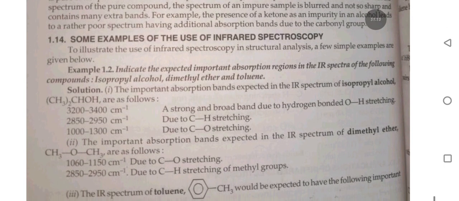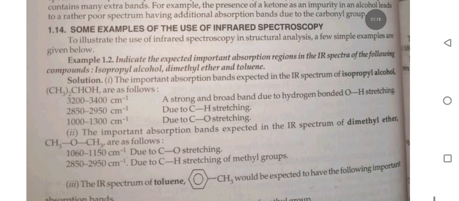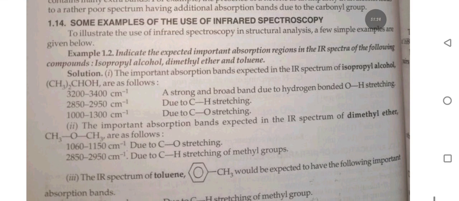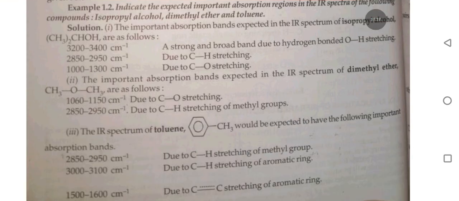Some examples of the use of infrared spectroscopy. To illustrate the use of infrared spectroscopy in structural analysis, a few simple examples are given below. Indicate the expected important absorption regions in the IR spectra of the following compounds: isopropyl alcohol, dimethyl ether, and toluene.